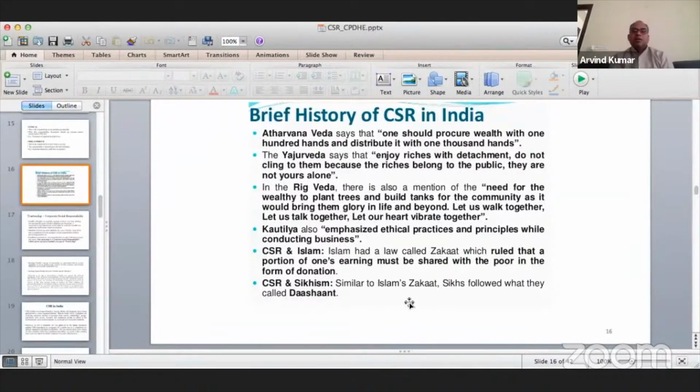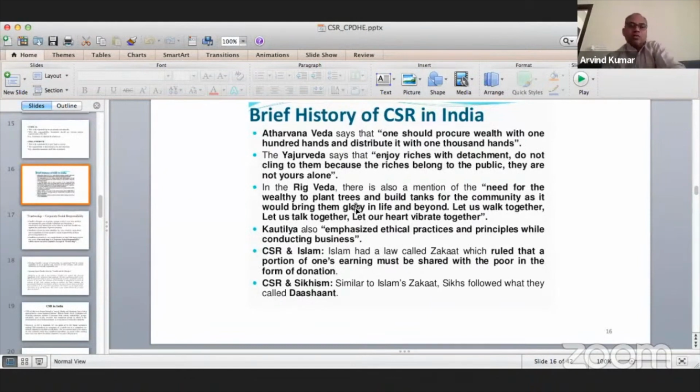So we have the Atharva Veda: one should procure wealth with 100 hands and distribute it with 1,000 hands. That speaks volumes so far as the Atharva Veda is concerned. Then we also have the Yajur Veda and Rig Veda. They are all preaching that we must contribute to society. They also say that a certain amount of earning should go to the social cause.